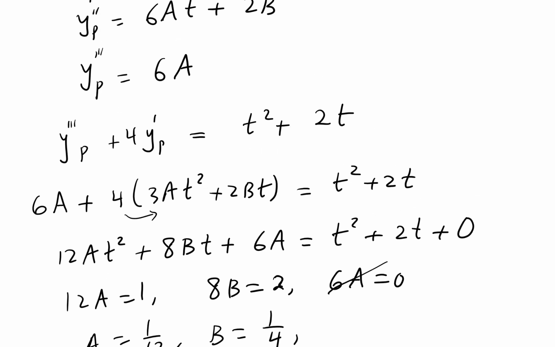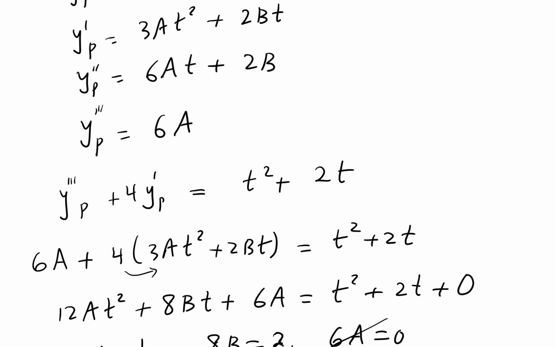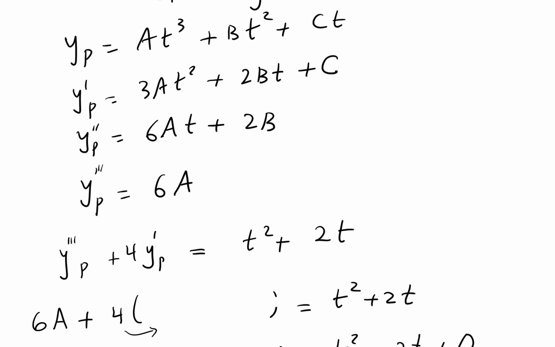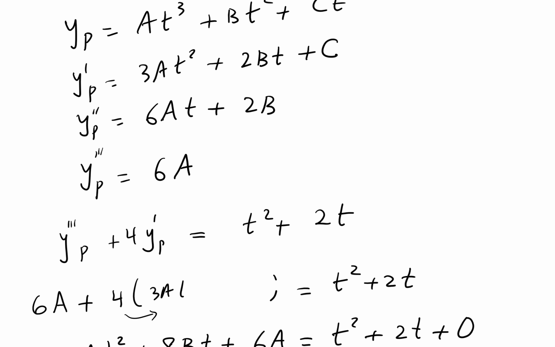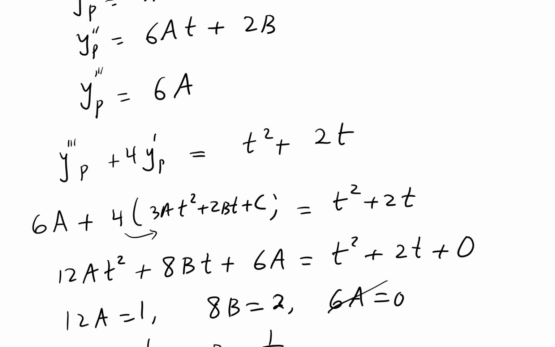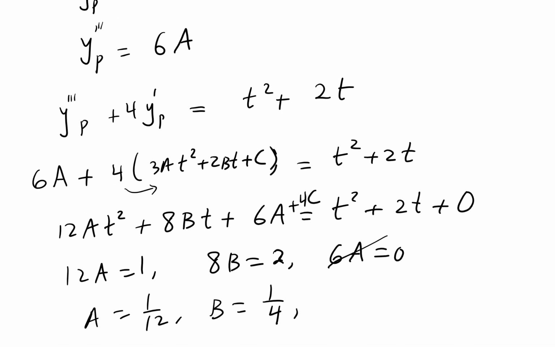Maybe I forgot something here. Oh, I put the y double prime. That should be y prime here. Okay, so that should be y prime. So that's a c here. So 3at squared plus 2bt plus c. So the 12 stays the same, the 8 stays the same, 6a the same, plus 4c. So there's a 4c missing.